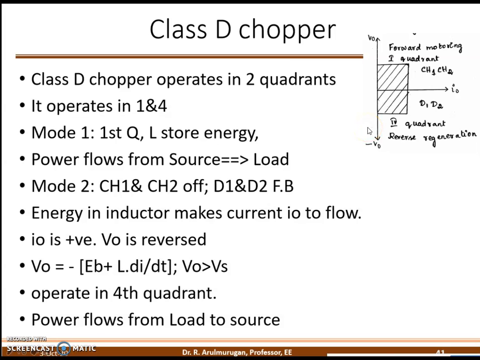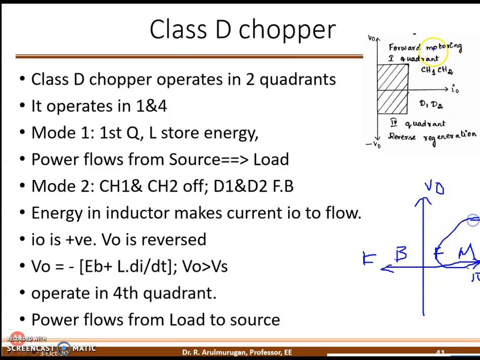So what about class C? I am going to draw. This is class C. So forward motoring, and another one is forward braking. Why is it called forward braking? You know why? See here, you draw I naught and V naught. Both are positive means forward motoring. Why is it forward braking? Output voltage is positive but output current is negative. That's why it is forward braking.